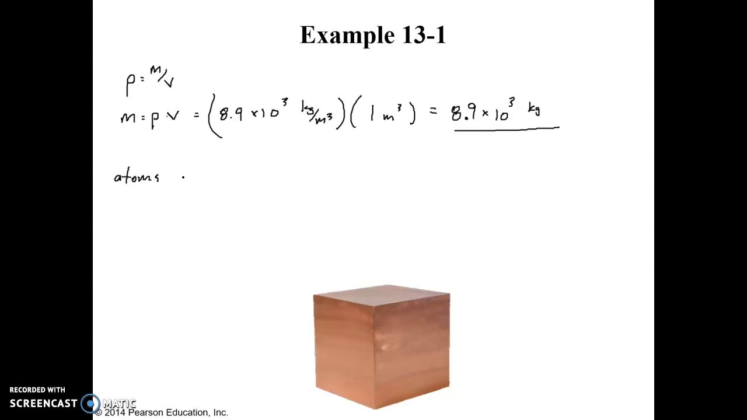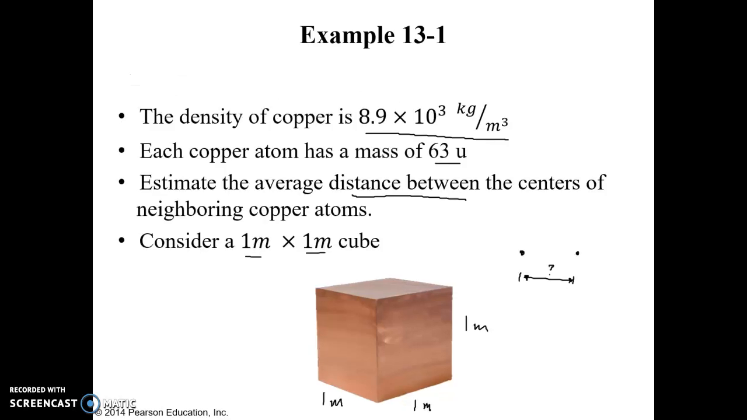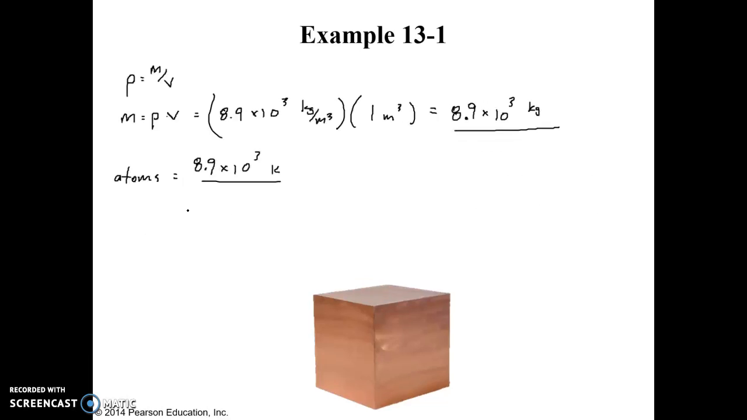So if we did want to know how many atoms there were, this is what I thought the question was asking at first, it would be that total mass, 8.9 times 10 to the third, that's the mass of the entire cube. If we divide that by the mass of one copper atom, that will tell us how many atoms there are. And if we look back at the original problem statement, we're told each copper atom has a mass of 63 atomic units. That's the mass of one copper atom.